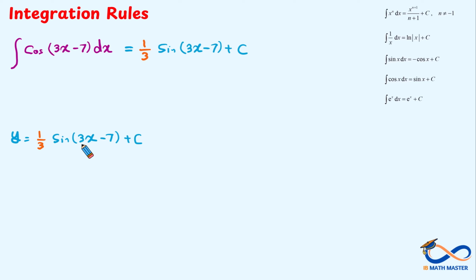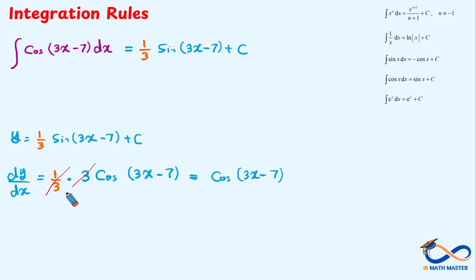So to differentiate this, first we keep the 1 over 3 as it is here, which is multiplied by the function sine. And now to differentiate sine 3x minus 7 correctly using the chain rule, first we differentiate the inside, which is 3. So now we have here 3. And after that we multiply by cosine of the same angle, because the derivative of sine is cosine of the same angle. Here, when you cancel out 3 and 1 over 3, we have cosine 3x minus 7 as we have here. So that's why when we integrate, we put 1 over 3.